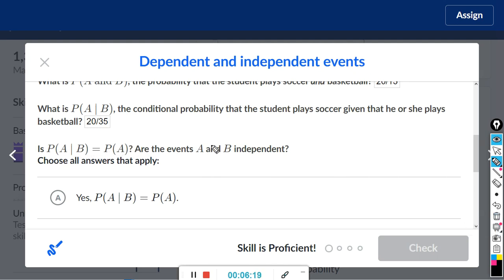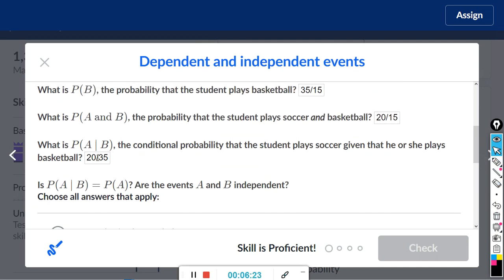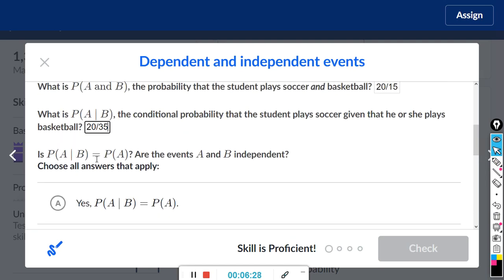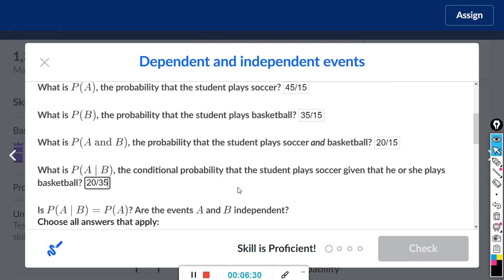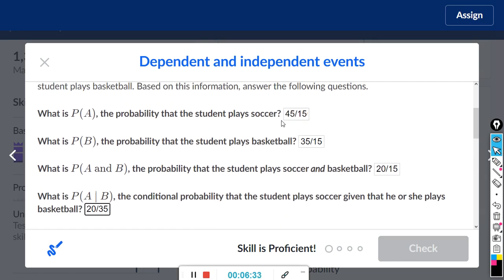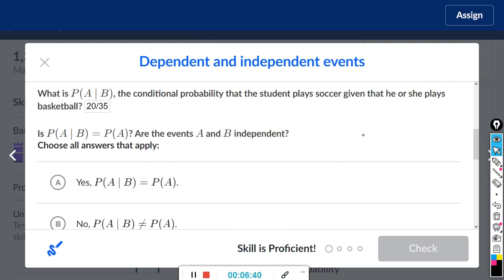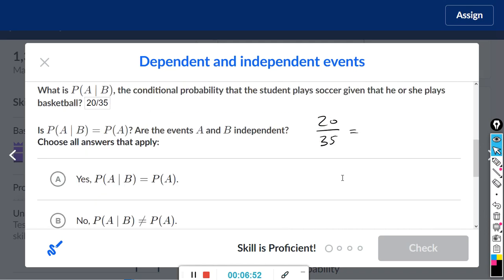All right, well, let's see. For A given B, we got 20 out of 35. And for the probability of A, we got 45 out of 150. I don't think those are equivalent. Let me see. Does 20 over 35 equal 45 over 150?